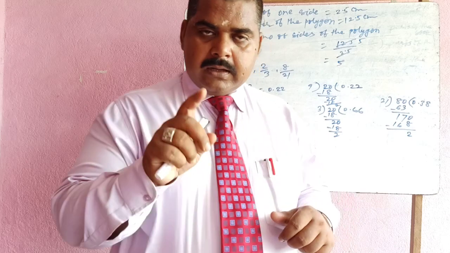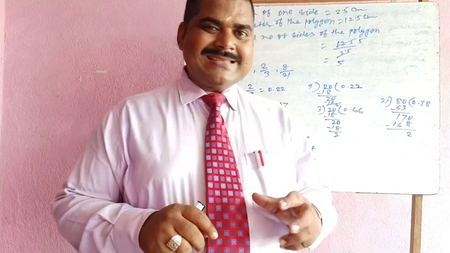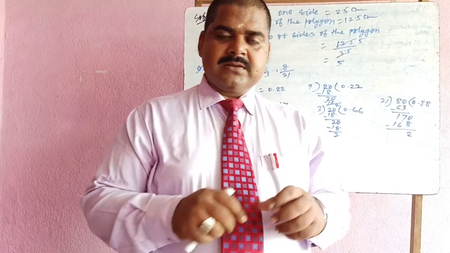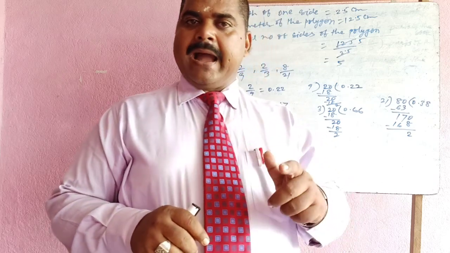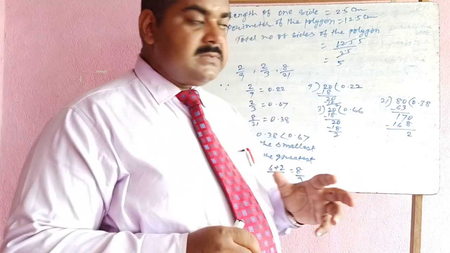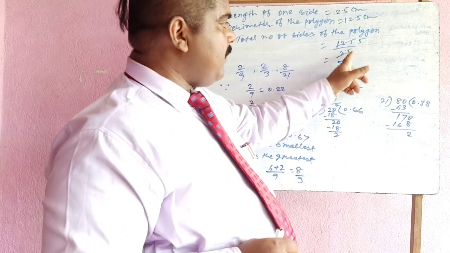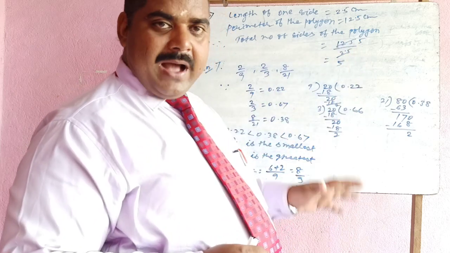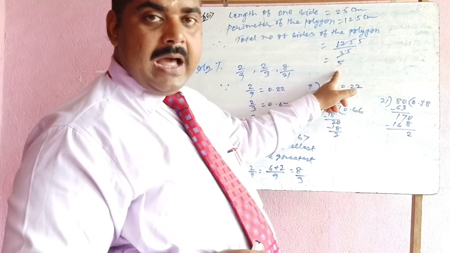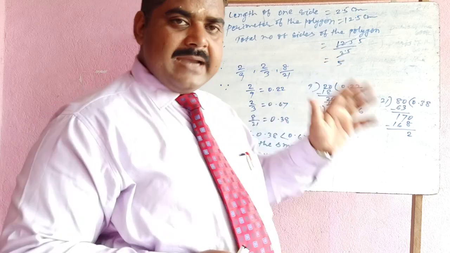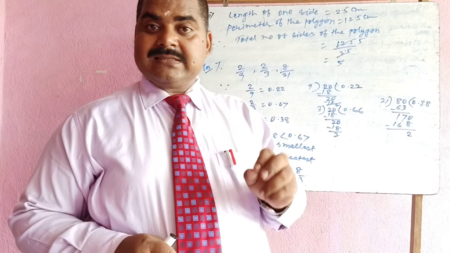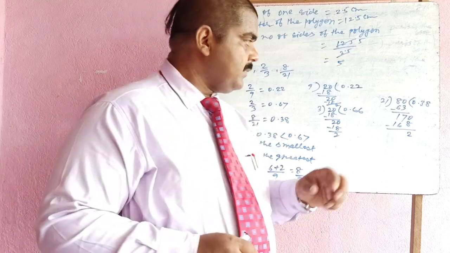For example, an equilateral triangle is a regular polygon because all its sides and all its angles are equal. So you need to divide the perimeter by the given side, 12.5 centimeter upon 2.5 centimeter, and on cancellation you get 5. So the total number of sides this regular polygon has is 5, and 5 means it is a pentagon.